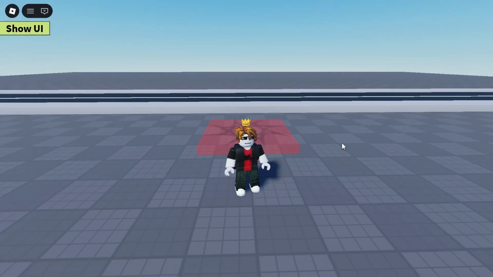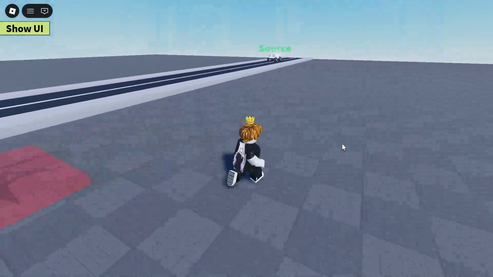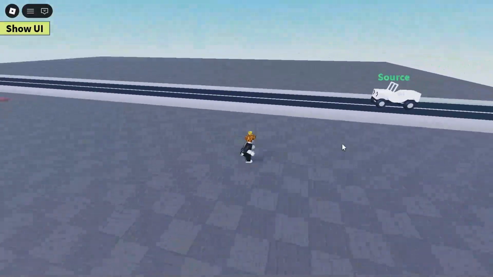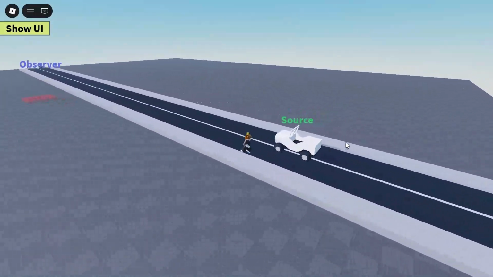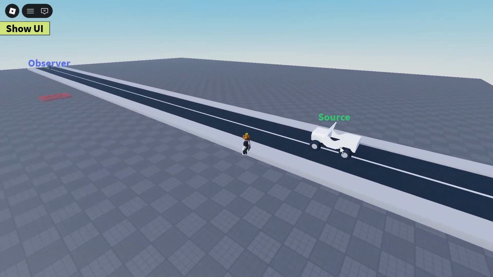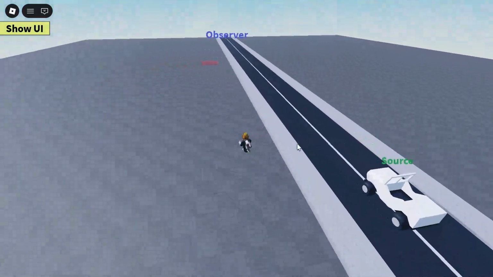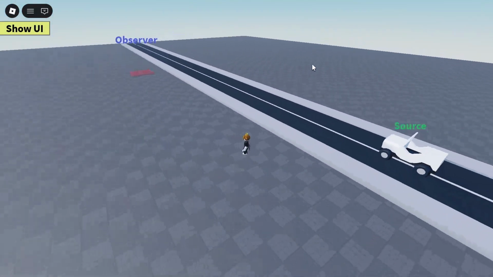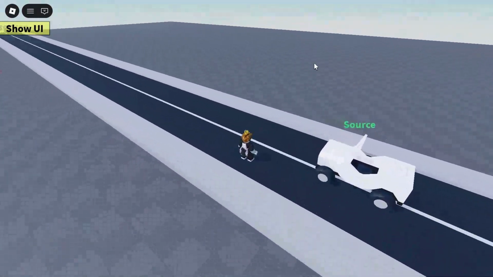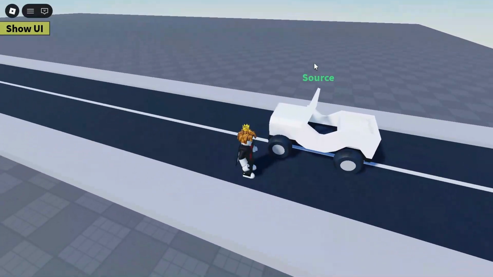Alright, so I made a quick little game in Roblox Studio, kind of just to demonstrate the Doppler effect and help visualize how it works. First thing to note in this experiment is that we have a source that will emit waves, and we have an observer that observes the frequency and wavelength of the wave.